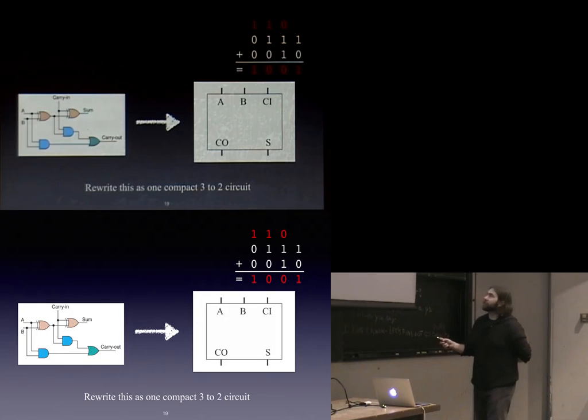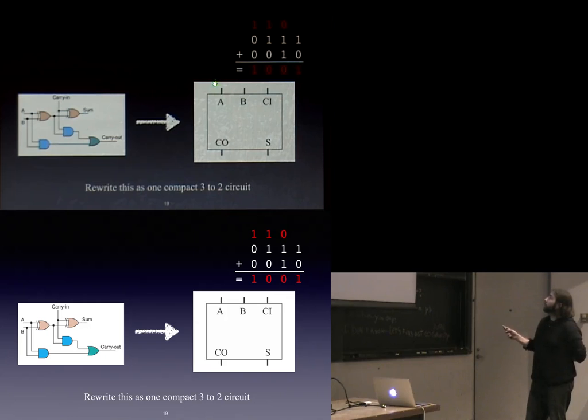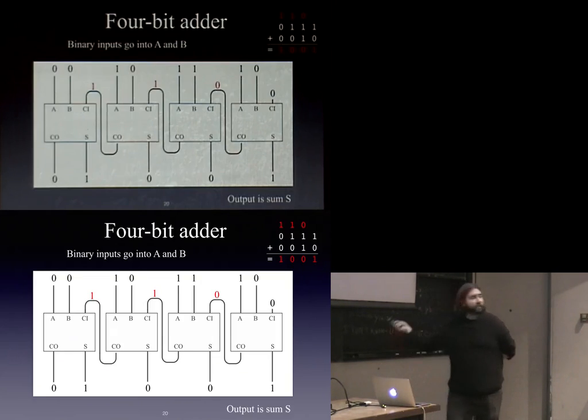So let's imagine just taking this and concatenating it into one slightly more complicated piece of circuitry, where the three inputs are the A and B digits and a carry-in, and the outputs are their sum and their carry-out. All right? And then I just have to wire a bunch of these together to do the addition I'm interested in.